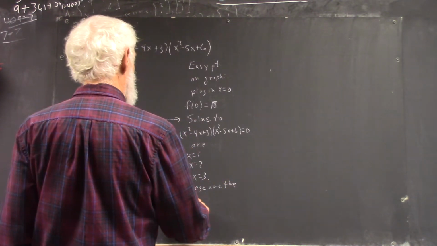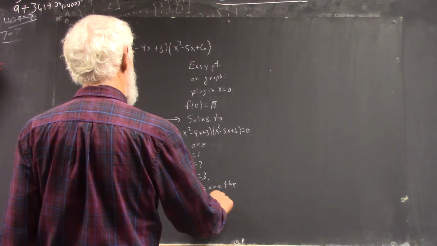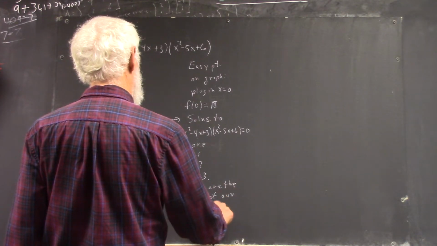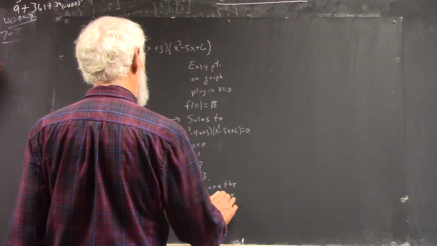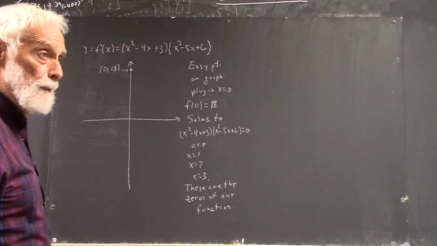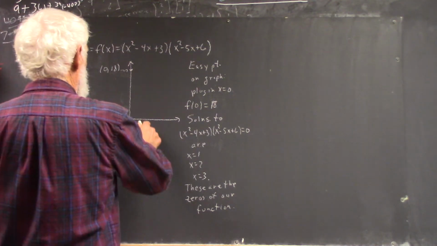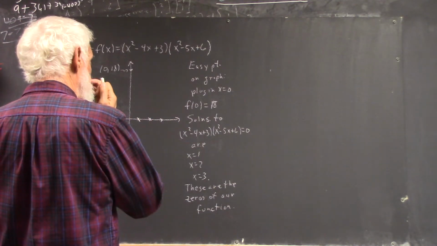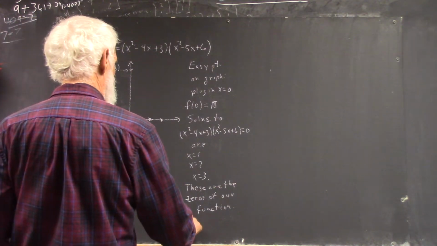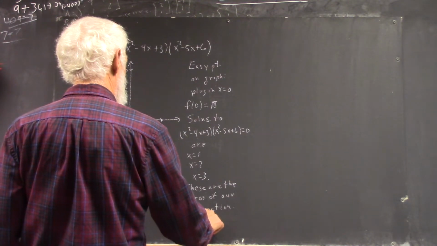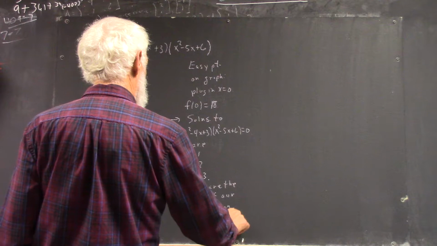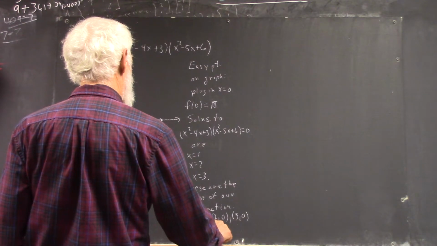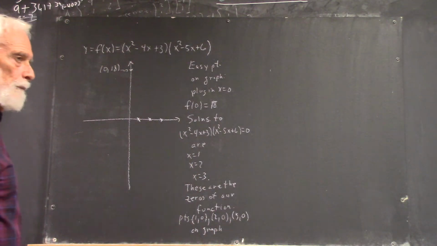So these are the zeros of our function. Okay? So we can say, well, if x equals 1, x equals 2, x equals 3, those are the points 1, 0, 2, 0, 3, 0. They have to be on the graph. Okay?